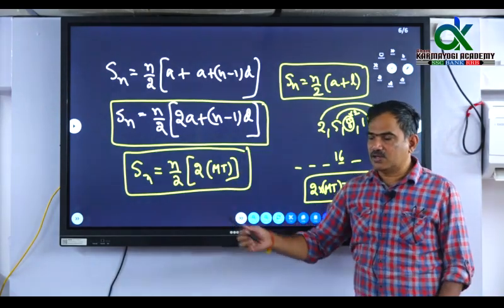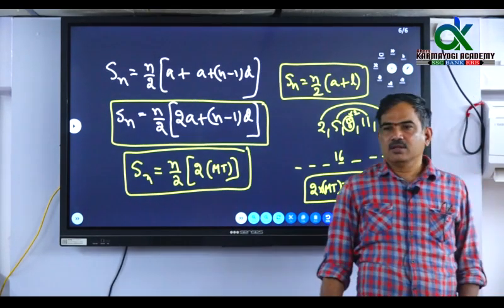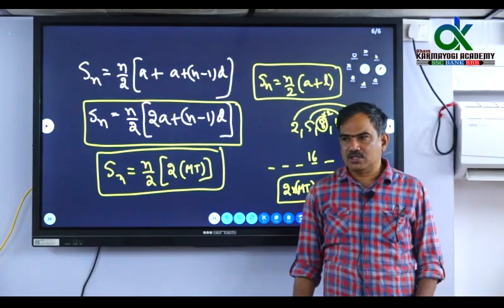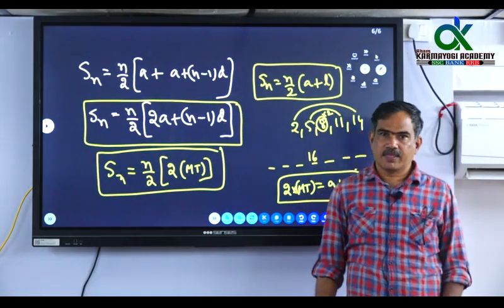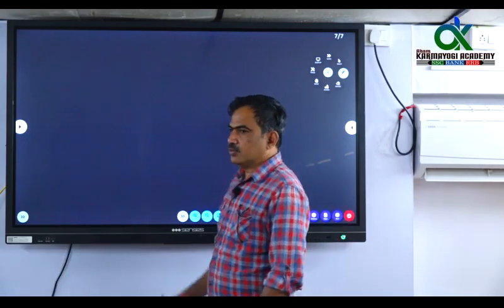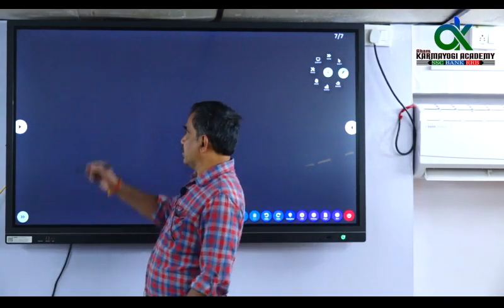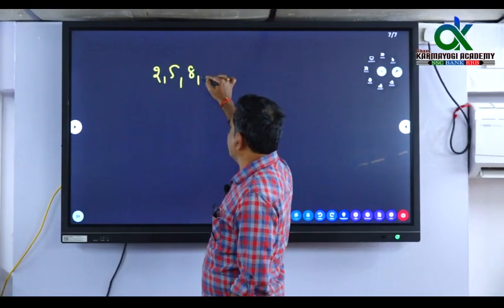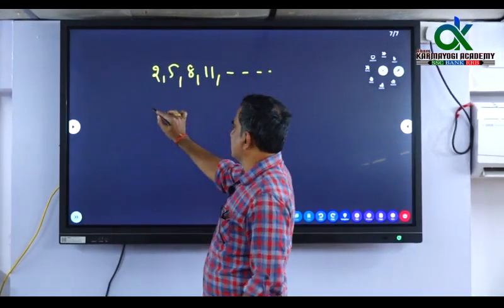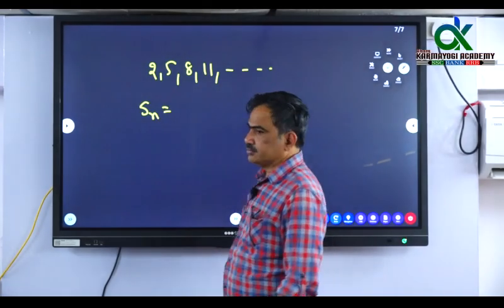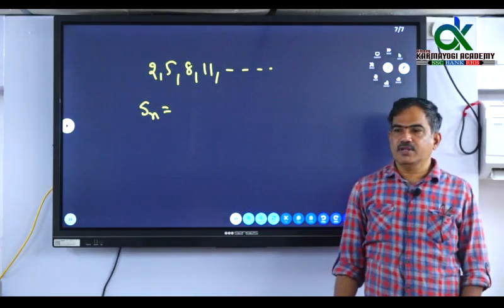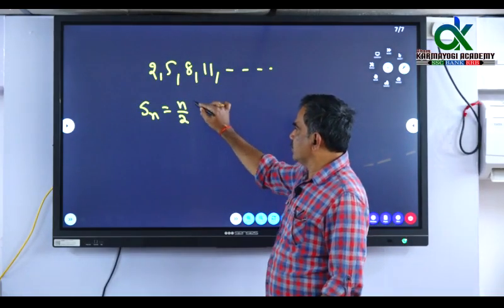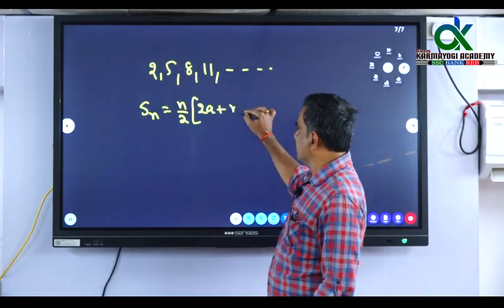So write this formula and we go to write some more important points. After that we solve the questions related to sum of n terms. Listen, I want to give one more formula for sum of n terms. For example, 2, 5, 8, 11, and so on. What is sum of n terms given? Sum of n terms according to the formula is n by 2 into 2a plus n minus 1 into d.